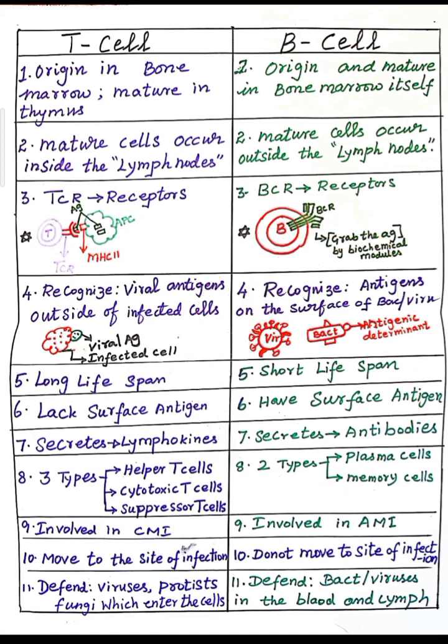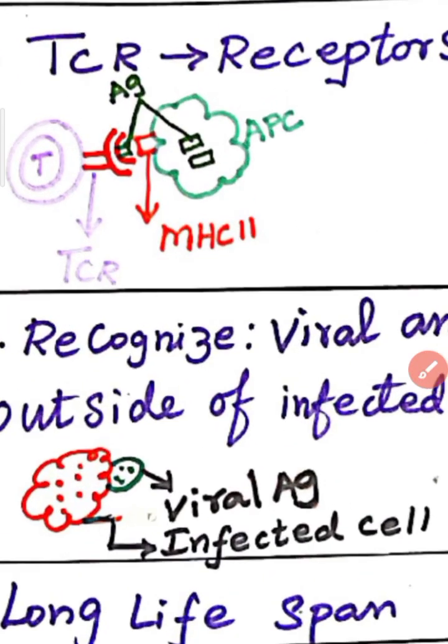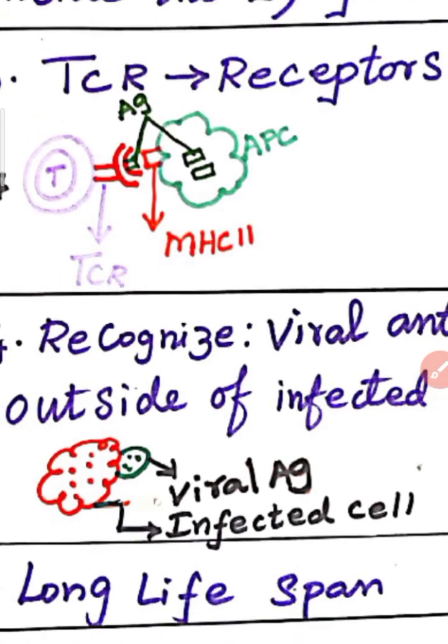Yes, point number 3, TCR. T cell has T cell receptor. Imagine this is a T cell. T cell receptor recognize the antigen presenting cells and kills the foreign antigen. We discussed in the antigen presenting cell video, right?